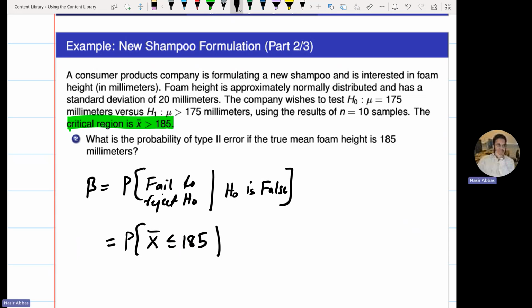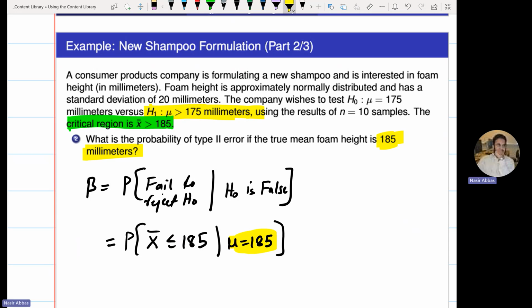What is the situation given to you? H naught is false. What is the value of mu that is given to you? This value of mu belongs to H1 actually. H1: mu is actually more than 175, and they gave you the exact value of mu, which is 185. Because we are under H1 now, not under H naught. It's beta.